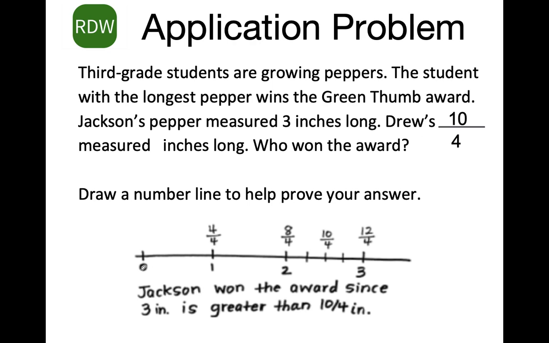So you can see I drew my number line, and I actually started at 0. I did stop at 3 on my example here, and I can show you that it went from 0 to 1 to 2 to 3. We're going to read the question again just to make sure we're all understanding the same thing. It says, third grade students are growing peppers. The student with the longest pepper wins the Green Thumb Award. Jackson's pepper measured 3 inches long. So this is Jackson, okay? Drew's measured 10/4 inches long.